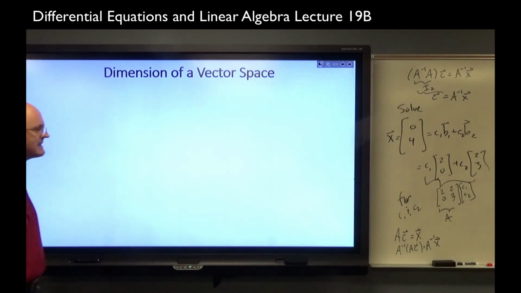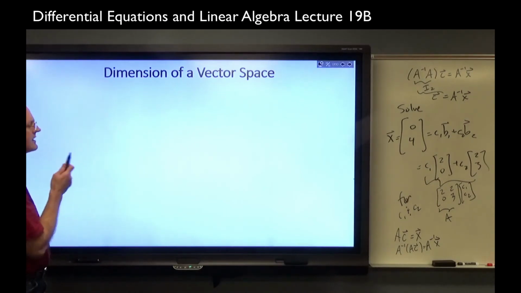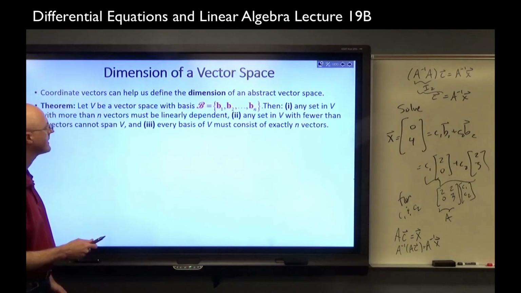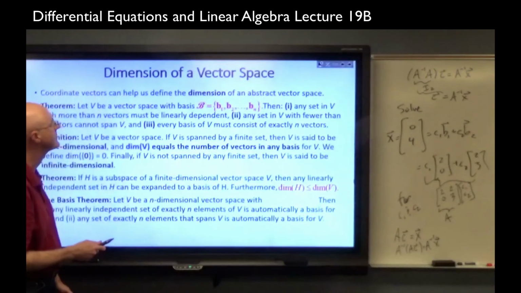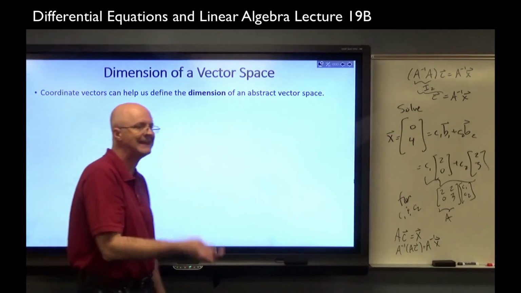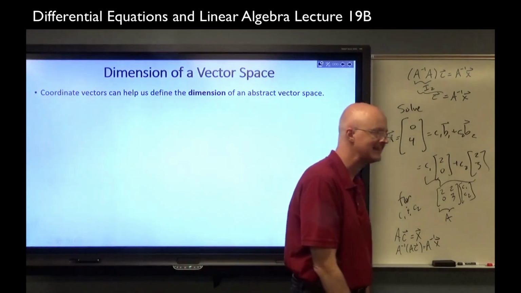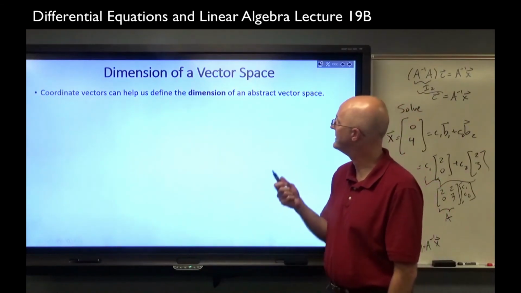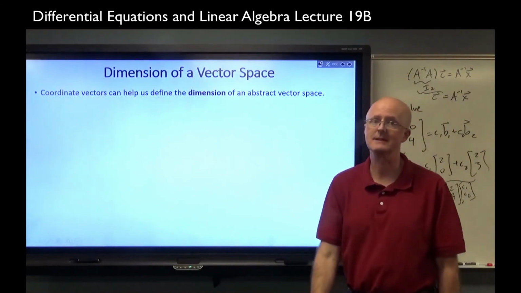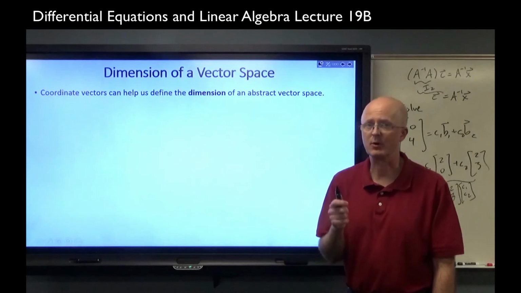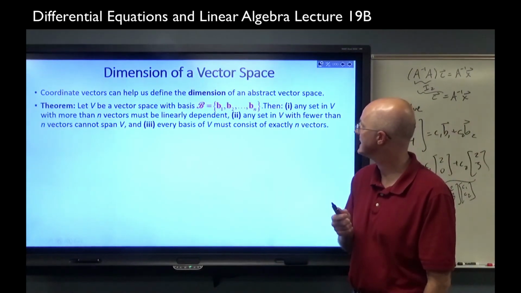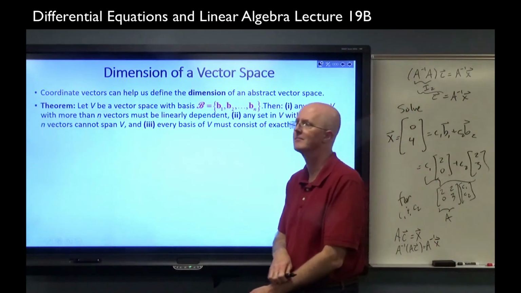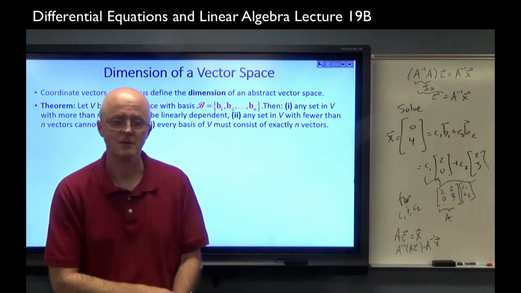All right, last slide. Dimension of a vector space. Actually, I'm not sure if it's the last slide or not. Let me see here quick. Yes, it is. I've been hinting at dimension all along here. Coordinate vectors can help us define the dimension of an abstract vector space. They can be useful in proving this theorem, for example. That's one way coordinate vectors are useful.